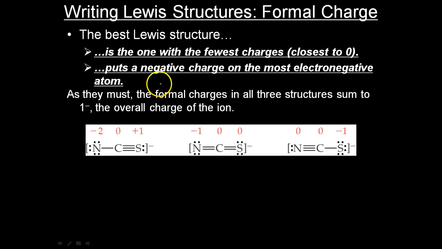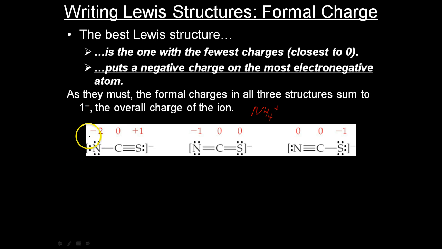Formal charges need to all add up to whatever the charge is on that species. So if you have an ion, let's say like NH4+, if you write the Lewis structure for this, the formal charges for all the atoms in this Lewis structure need to add up to +1. So let's look at this example down here. This is the thiocyanate ion. As you see, we have 3 different Lewis structures right here, and we've got to figure out which is the best Lewis structure. The best Lewis structure is the one with the fewest charges, that is, the most charges closest to zero.